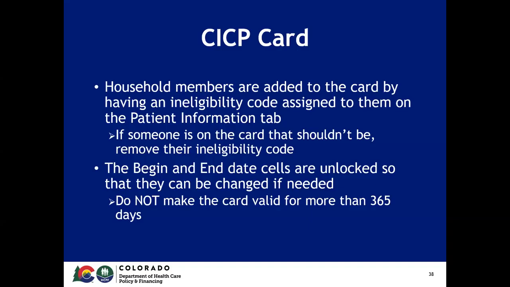The begin and end date cells are unlocked so that they can be changed if needed. Again, the effective dates now are the earlier of the application date or the date of service that the person is applying to cover. And you should not make that card valid for more than 365 days. So if they are applying and it's at the 181st day, you would backdate what is essentially 6 months. And then that card is only going to be valid for 6 more months to make that full year.